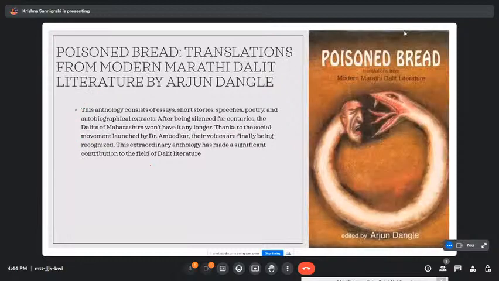Then the Poison Bread, translations from modern Marathi Dalit literature by Arjun Dangle. This anthology consists of essays, short stories, speeches, poetry, and autobiographical extracts. After being silenced for centuries, the Dalits of Maharashtra won't have it any longer. Thanks to the social movement launched by Dr. Ambedkar, their voices are finally being recognized. This extraordinary anthology made a significant contribution to the field of Dalit literature. It is an anthology wherein different works by different writers are brought together, and it is a wonderful read.